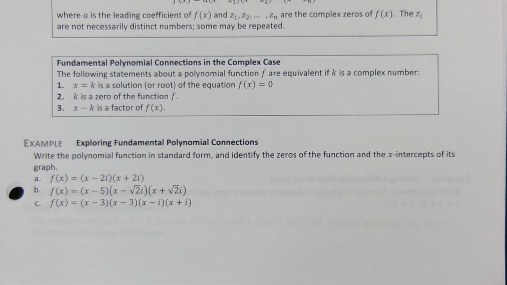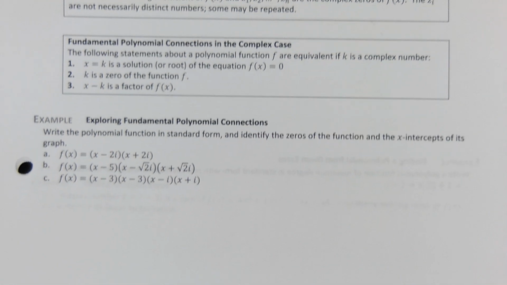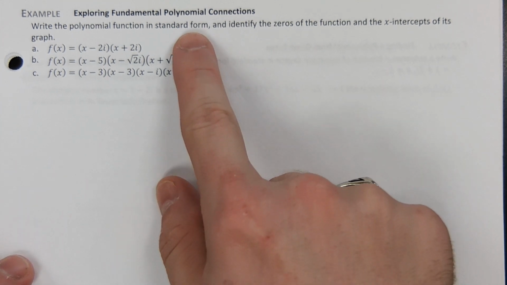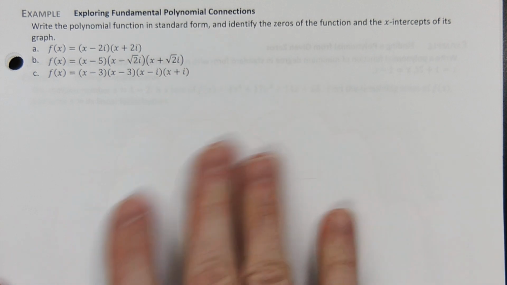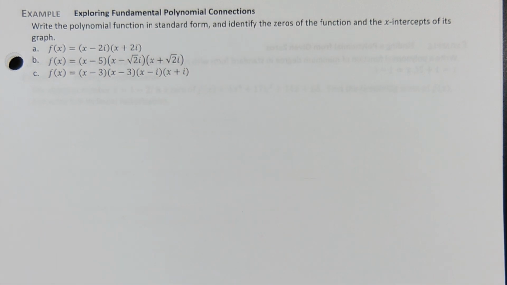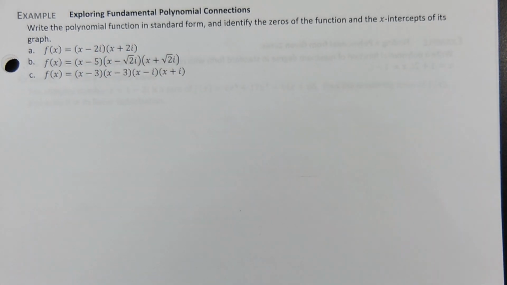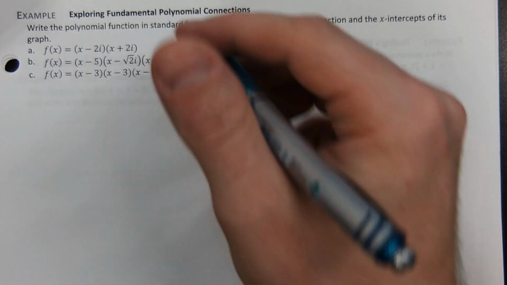Okay? Okay. Now, down here with these three examples, it says to write the polynomial function in standard form. That means do all the distributions and combining like terms. Identify the zeros, identify the x-intercepts. So I'm going to try to squeeze the zeros and x-intercepts up here so I can use this space down here for all the distributions. Let's start with zeros. When it's factored, we can see the zeros.